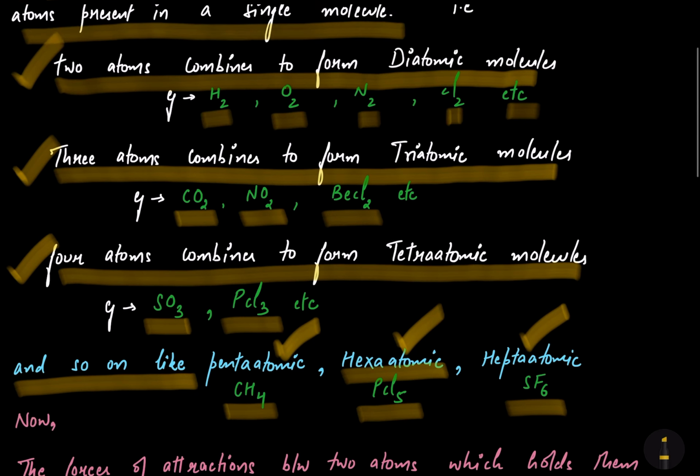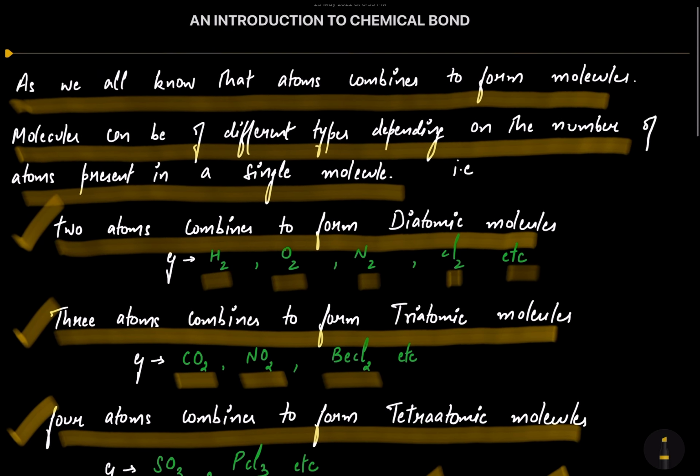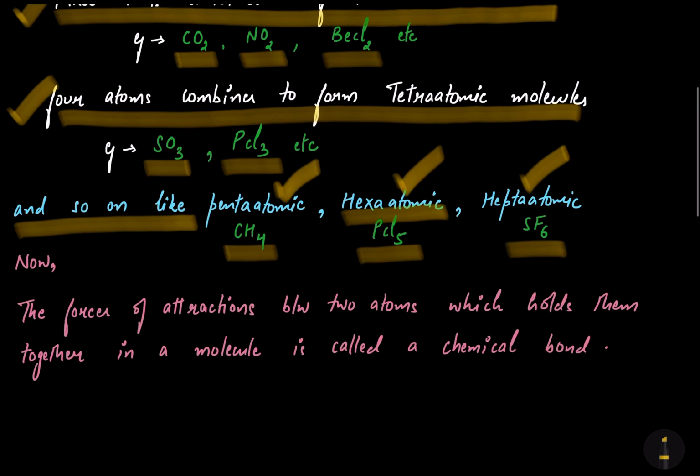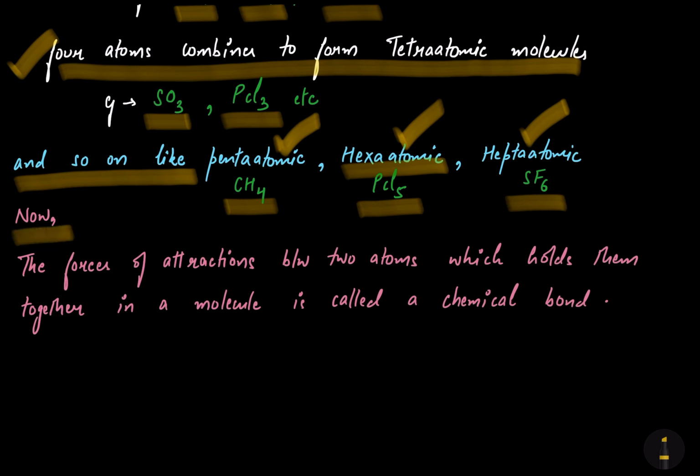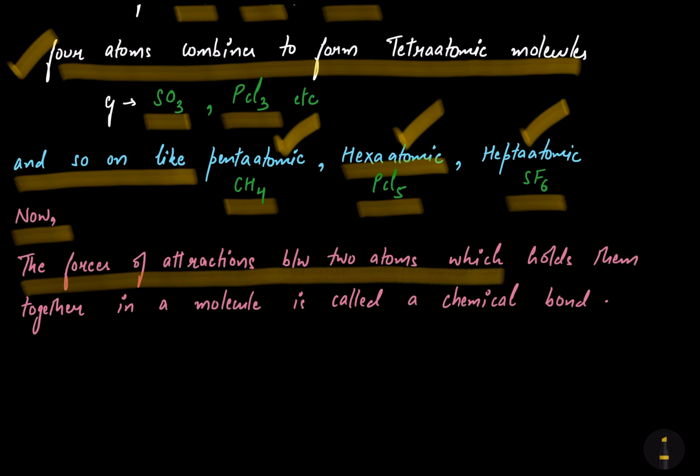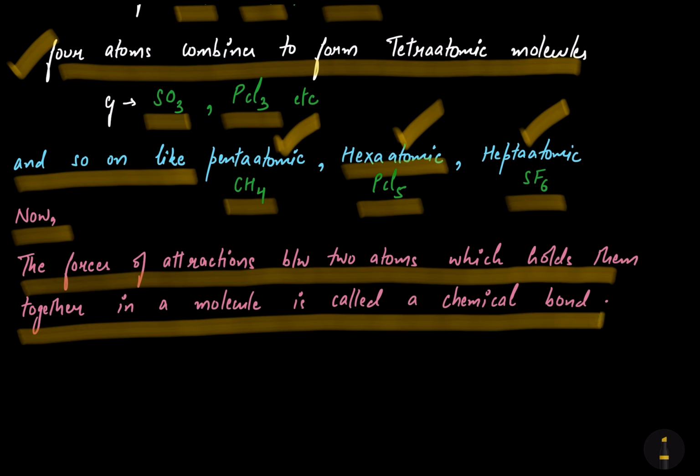Now, these are the types of molecules, but we were discussing a chemical bond. What is a chemical bond then? Now, the force of attraction between two atoms which holds them together in a molecule is called a chemical bond. So the attractive forces, or you can say the forces of attraction between two atoms which hold them together in a molecule, is called a chemical bond.